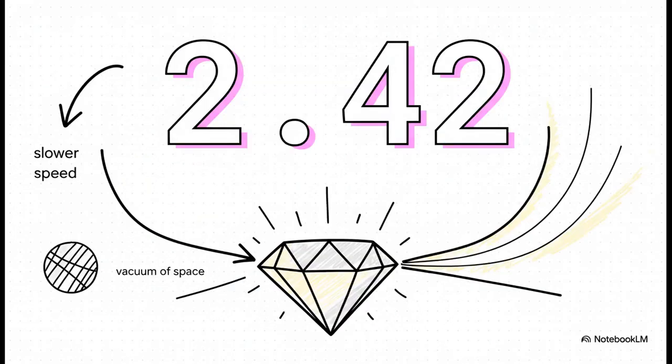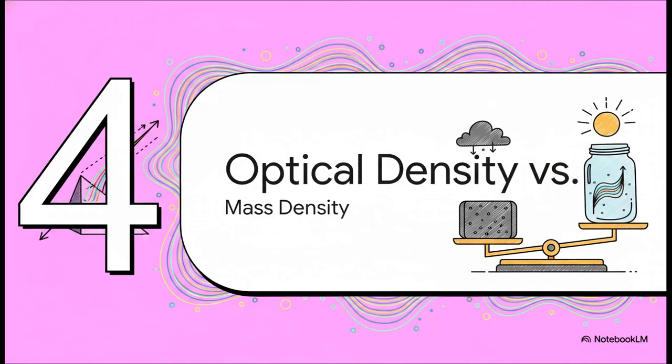Okay, we have to talk about diamond for a second. That number, 2.42, what does that even mean? It means that light is forced to travel almost 2.5 times slower inside a diamond than it does zipping through the vacuum of space. That massive, massive slowdown is what causes the extreme bending that gives diamonds their incredible fire and sparkle.